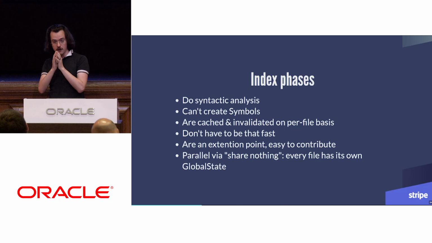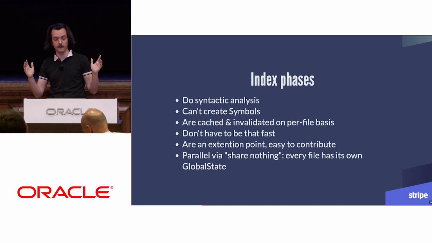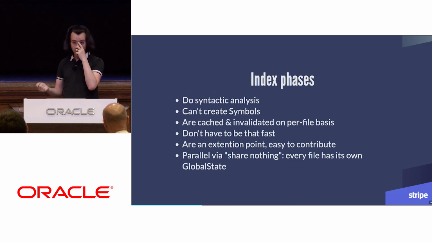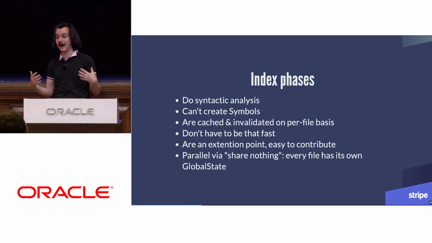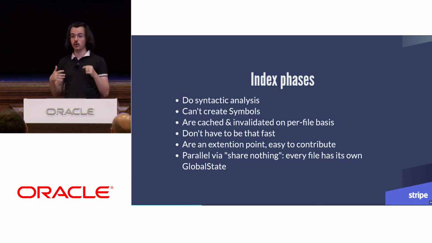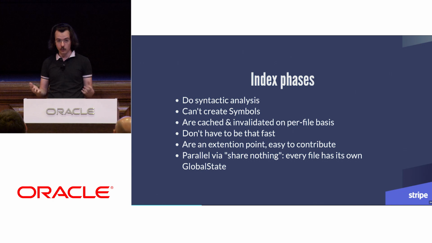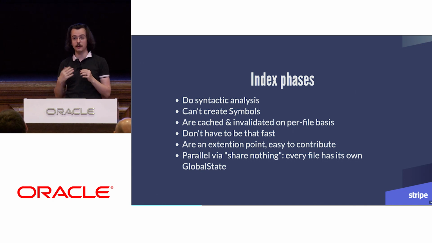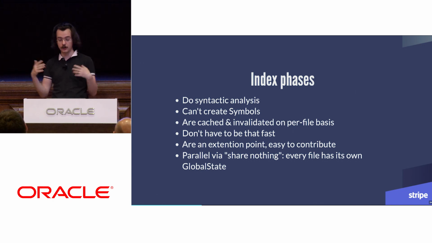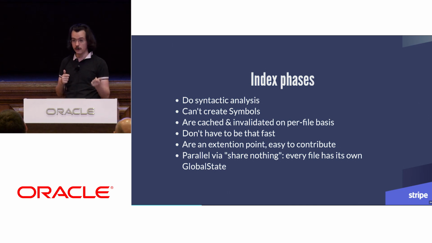The first part of the pipeline starts with a block of phases that we call index phases. Index phases are entirely syntactic-driven. They do not create any global state which is semantic. They only create names, because names are easy to create, easy to duplicate, easy to do things on. Index phases run per file, which means they can be cached and invalidated on a per-file basis.